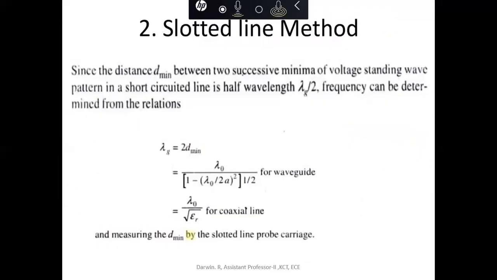And the second method is using the slot line method. Here the formula used is lambda g, the guide wavelength, equal to 2 times d minimum, the same formula you used in impedance measurement too.